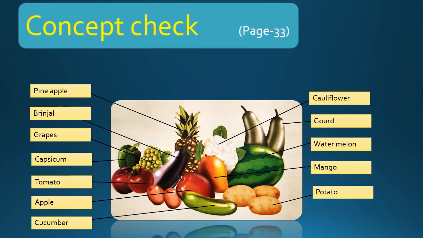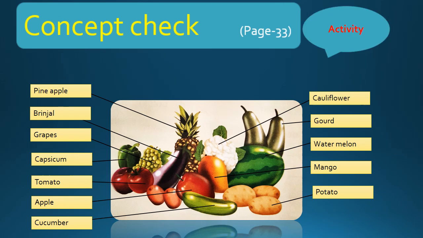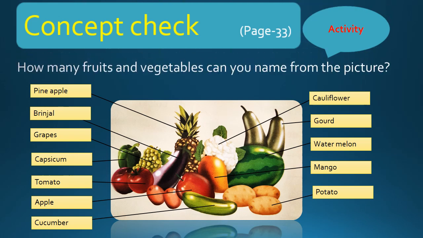Concept check. Dear students, on page number 33, we have an activity. We are asked, how many fruits and vegetables can you name from the picture? Students, you can see this picture, and in this picture we can see different fruits and vegetables. I'm sure that already you know their names.